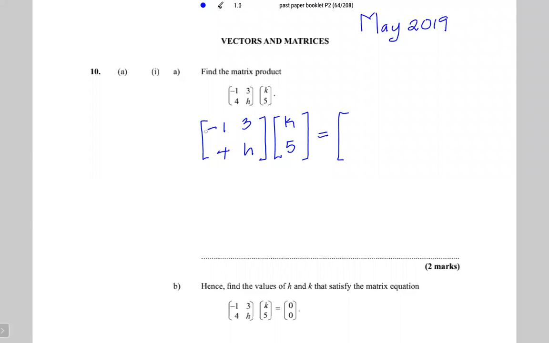First element in the row by the first element in the column. So -1 times K is -K. Second element in the row times the second element in the column. So this is 3 times 5, which is 15.